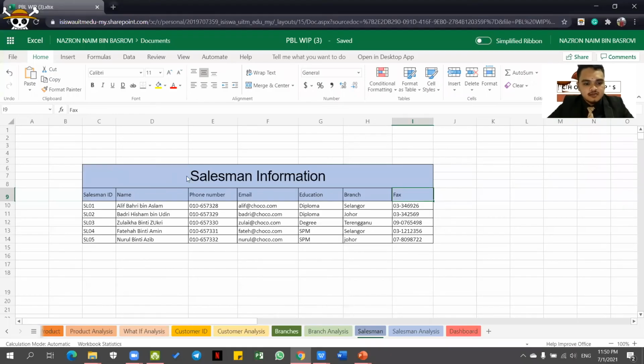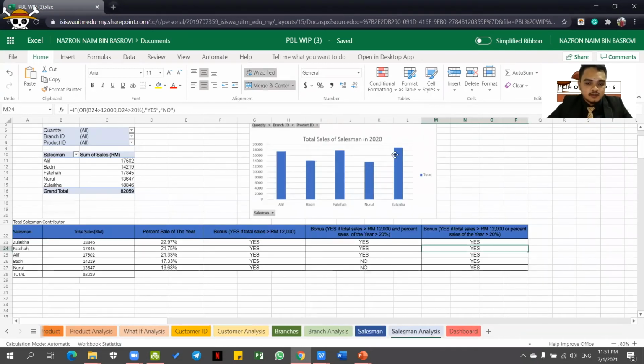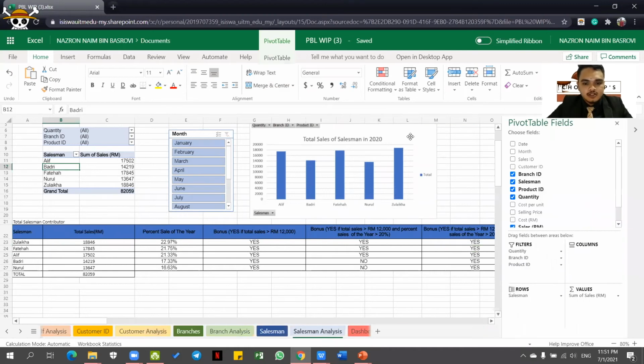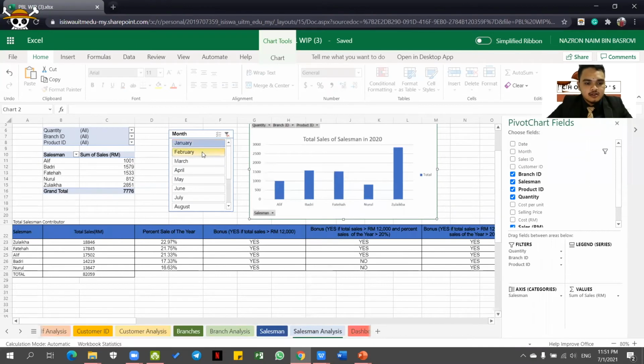So this is the salesman information: the salesman ID, name, phone number, email, education, branches, and fax number. And this is where we use the functions and formulas. This is the pivot table and also the pivot chart. We can change the filter as we want. And this is the slicer, so we can change by month to see the sales of each of the salesmen for each month.